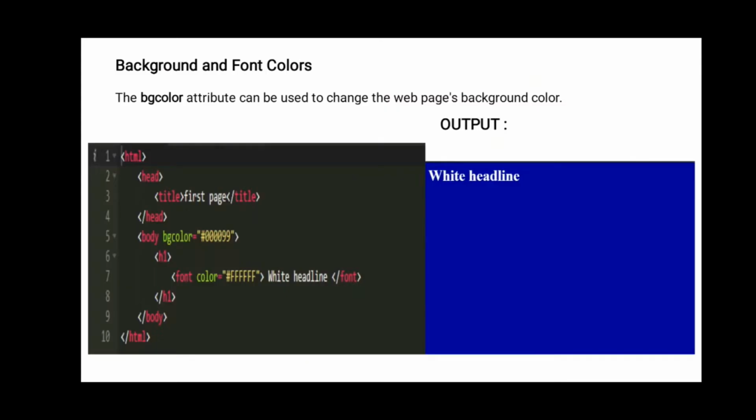Background and font colors. The background-color attribute can be used to change the web page background color. This example would produce a dark blue background with a white headline. The color attribute specifies the color of the text inside the font element.